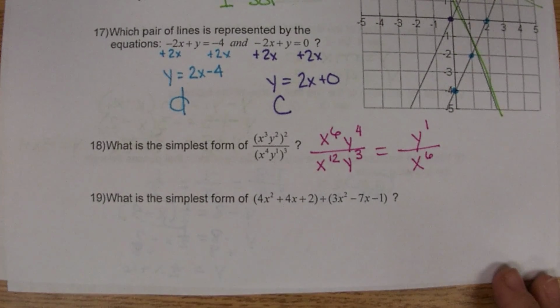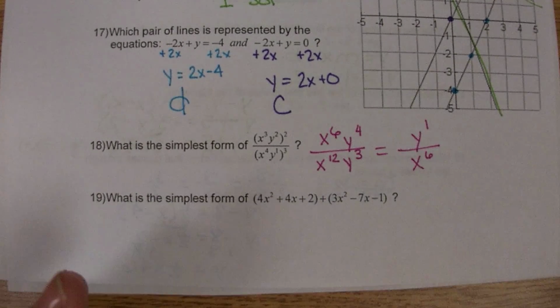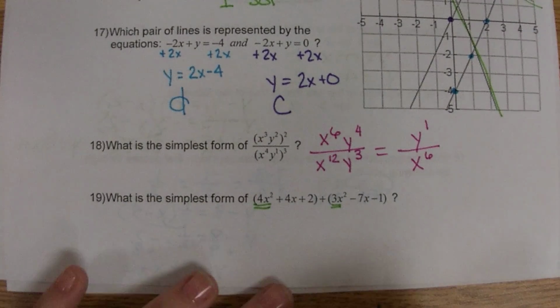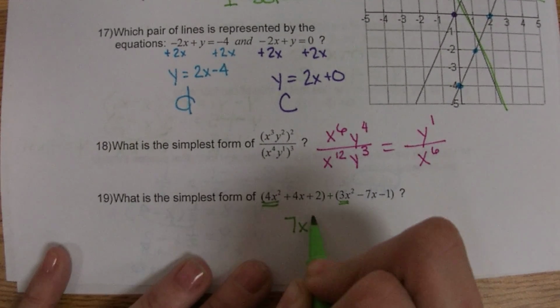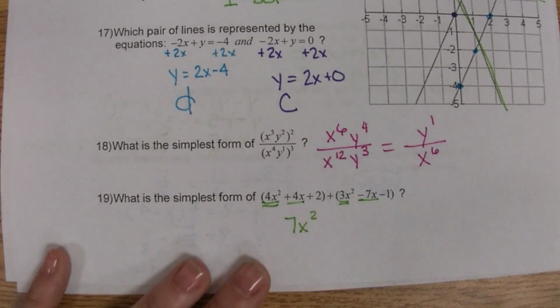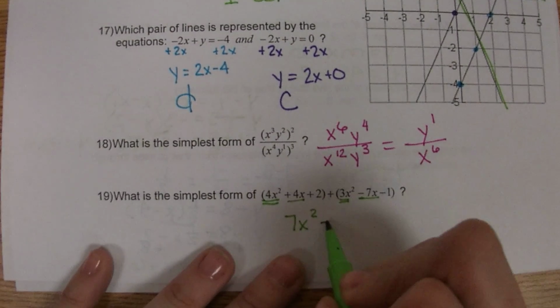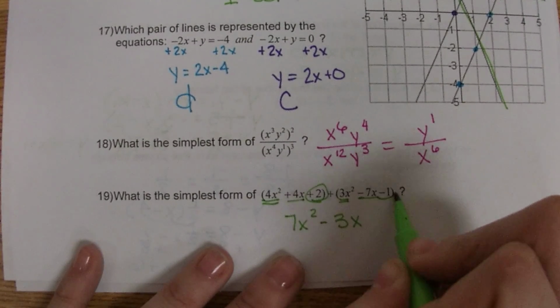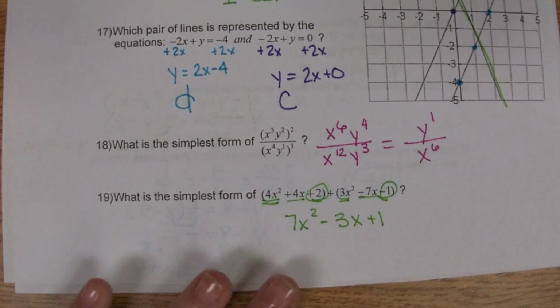Number 19 is addition. So we are going to combine like terms. So these are both exponents of 2, so 4x squared plus 3x squared is 7x squared. A positive 4x and a negative 7x is going to give us a negative 3x. And then a 2 and a negative 1 will give us a positive 1.